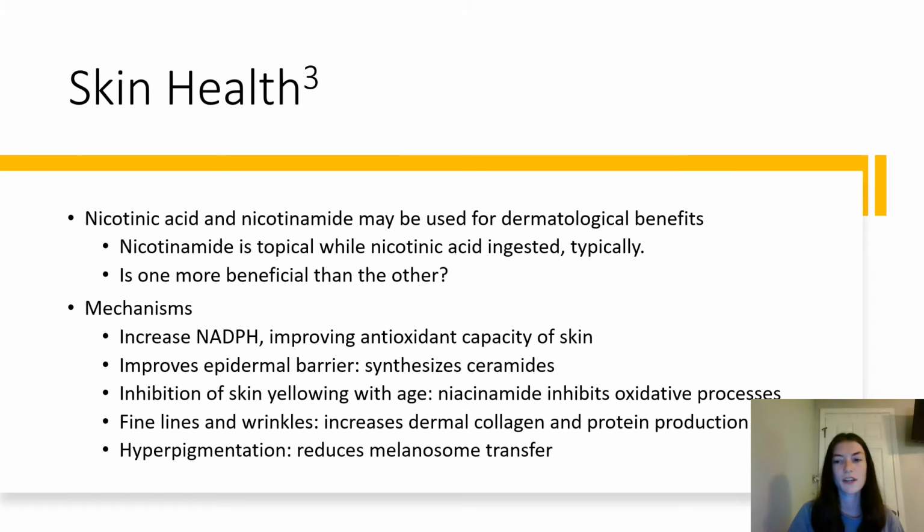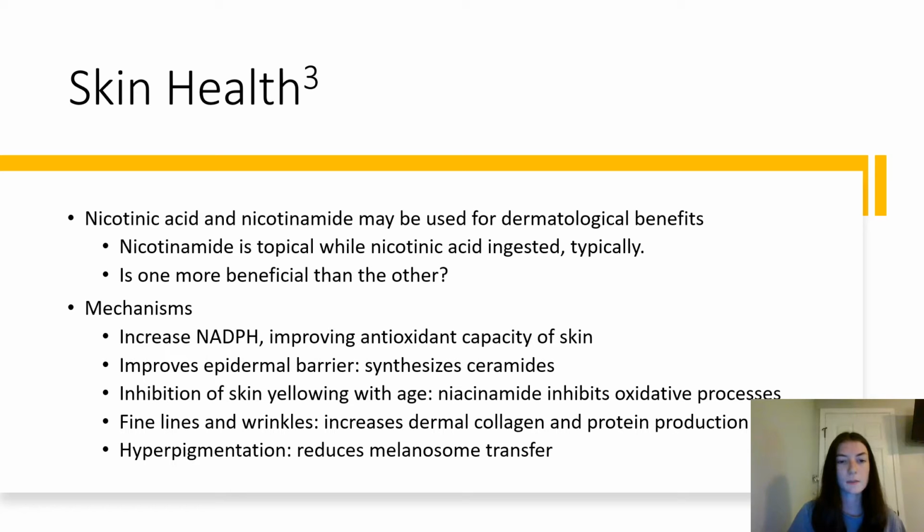All right, so now we'll be covering skin health using niacin. We can use niacin in the forms of nicotinic acid or nicotinamide. Nicotinamide is going to be the topical treatment, while the nicotinic acid is typically ingested. Is one more beneficial than the other? Well, nicotinic acid can directly bind to the nicotinic acid receptors of the skin, but it does increase the risk of the adverse reaction of flushing, as we discussed in the previous slide. So some might opt for the nicotinamide instead.